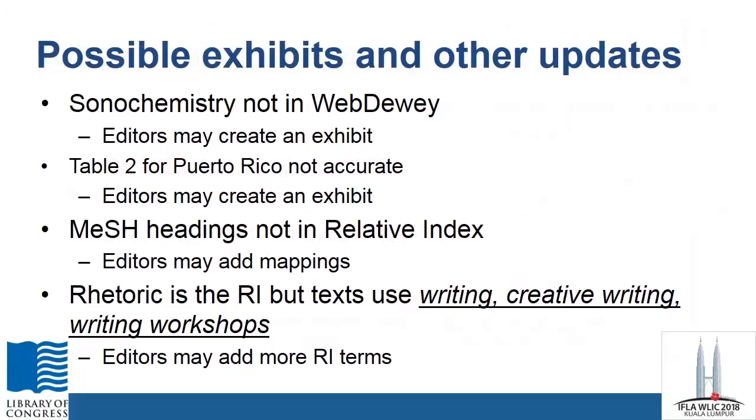MeSH headings, the medical science headings, when they're not in the relative index, the editors may add those mappings. For instance, my medical science classifier is receiving titles directly from the National Library of Medicine for classification. Not only does she add the Dewey number, she also assigns the Library of Congress classification, and there are only MeSH headings, no LC subject headings. It's an agreement we've decided, because the Library of Congress itself does not collect clinical medicine, that we would assign LC classification, but not LC subject headings.